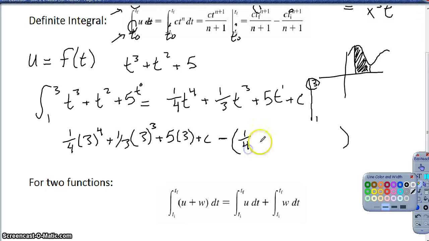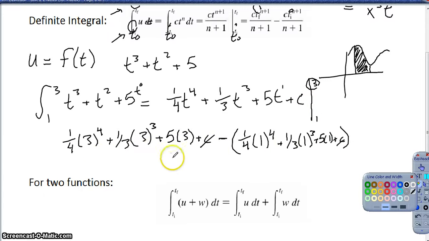So 1/4, 1 to the 4th, plus 1/3, 1 to the 3rd, plus 5 times 1, plus c. Now the important thing I want you to notice here is look at your c, look at your constant. Does it matter what number that constant is? Well, since I've got c, but then I'm immediately subtracting c, it truly doesn't matter for the purpose of the integral. It doesn't matter what that original position was.